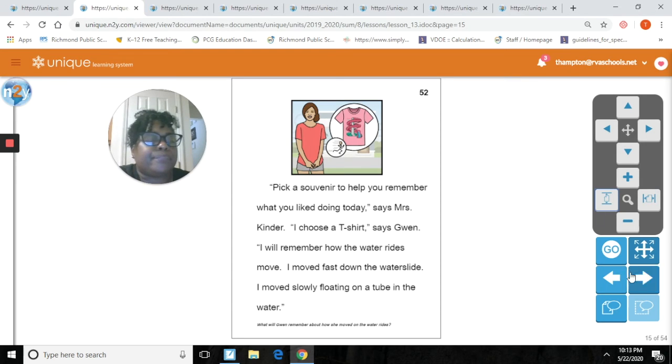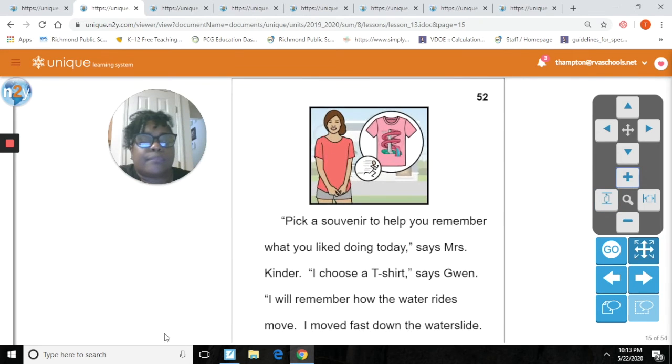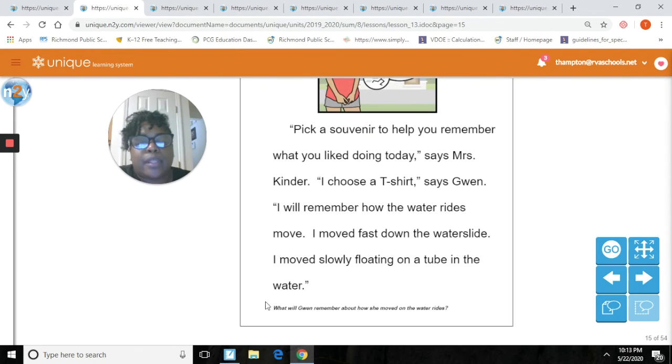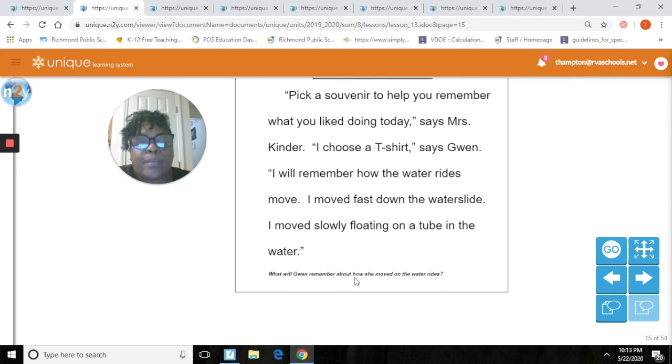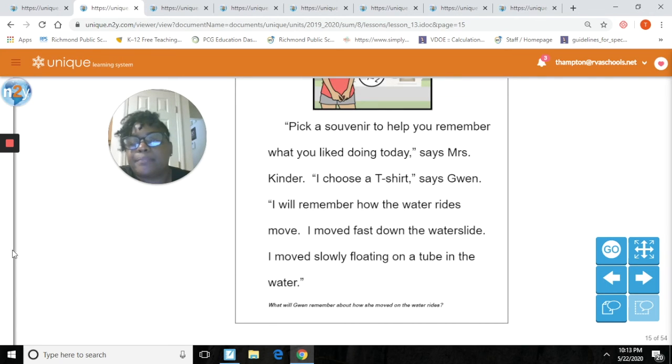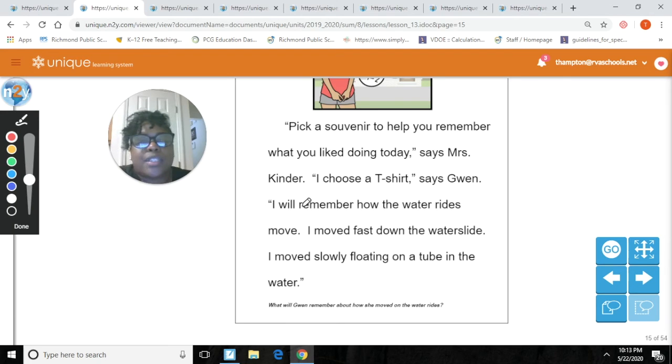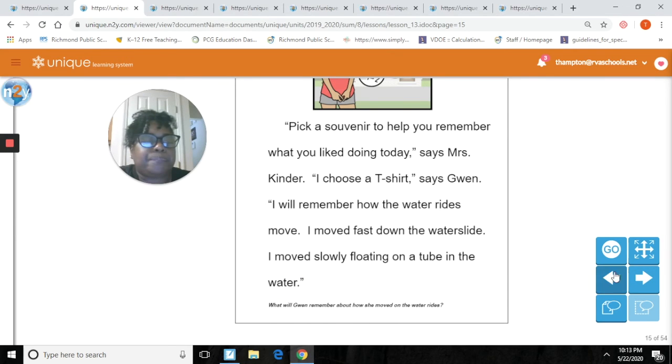Okay, so let's make it a little bit bigger. And it says here, what will Gwen remember about how she moved on the water rides? What will she remember? What did she say? Here's the section that talks about the water rides. And she says, I moved fast down the water slide. I moved slowly, floating on a tube in the water. Okay? If you said that, you were correct.